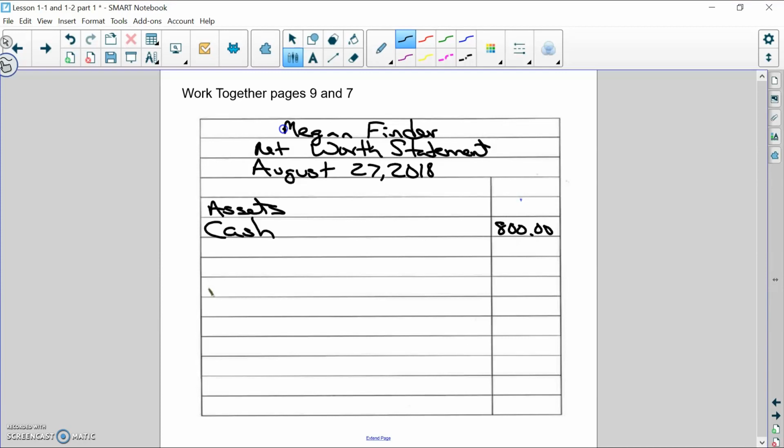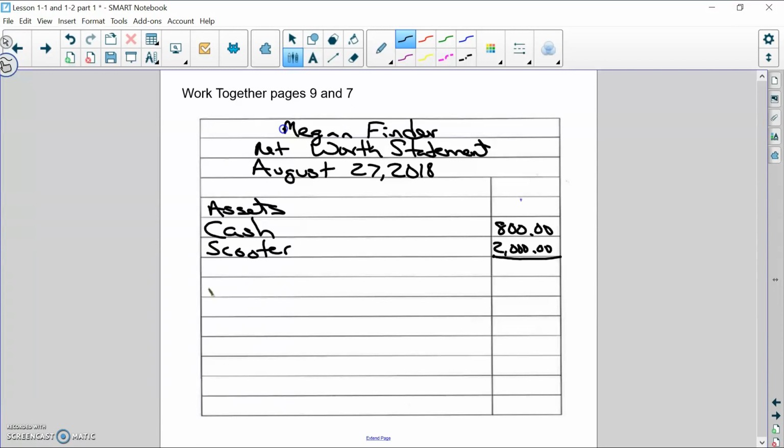What's the next thing of value that she owns? Scooter. Okay, so I'm going to put scooter. How much was that worth? $2,000. Now underneath that 2,000, this is the last asset, so I'm going to draw a single line underneath the 2,000. Usually a single line means we're going to do some type of mathematical problem.